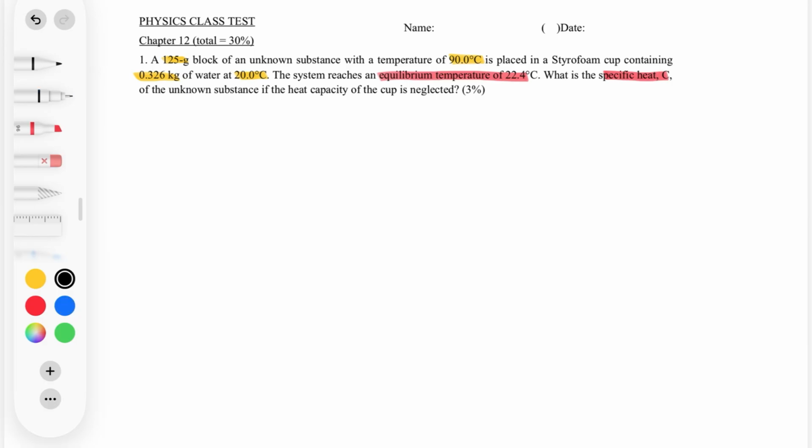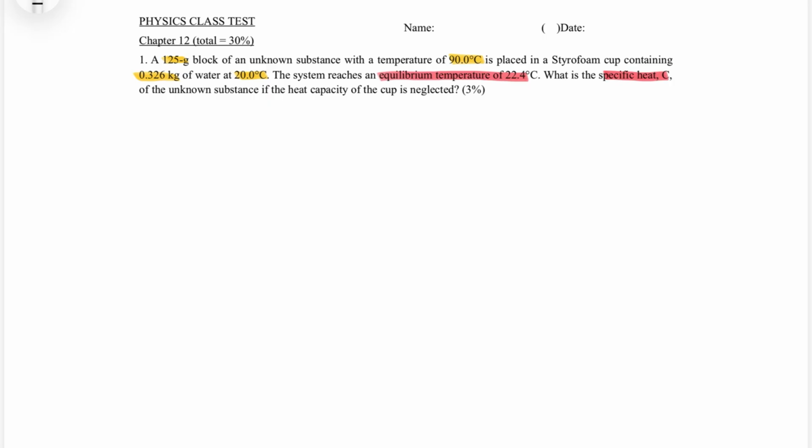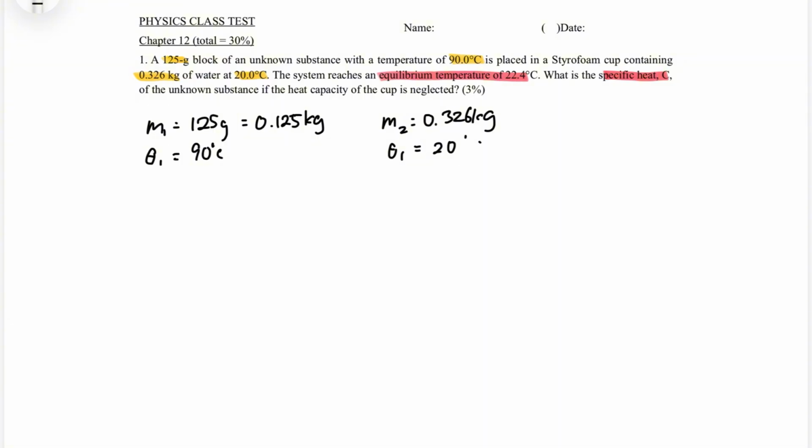Okay, so what we want to do is state everything down. We have a 125 gram block of an unknown substance, so mass 1 equals 125 gram, which is also 0.125 kg. The initial temperature, theta i, is 90 degrees Celsius. This is the first object. The second object has M2 equal to 0.326 kilogram, and the starting temperature is 20 degrees Celsius. The system reaches an equilibrium, so both of them reach the same final temperature, theta f, which is 22.4 degrees Celsius.